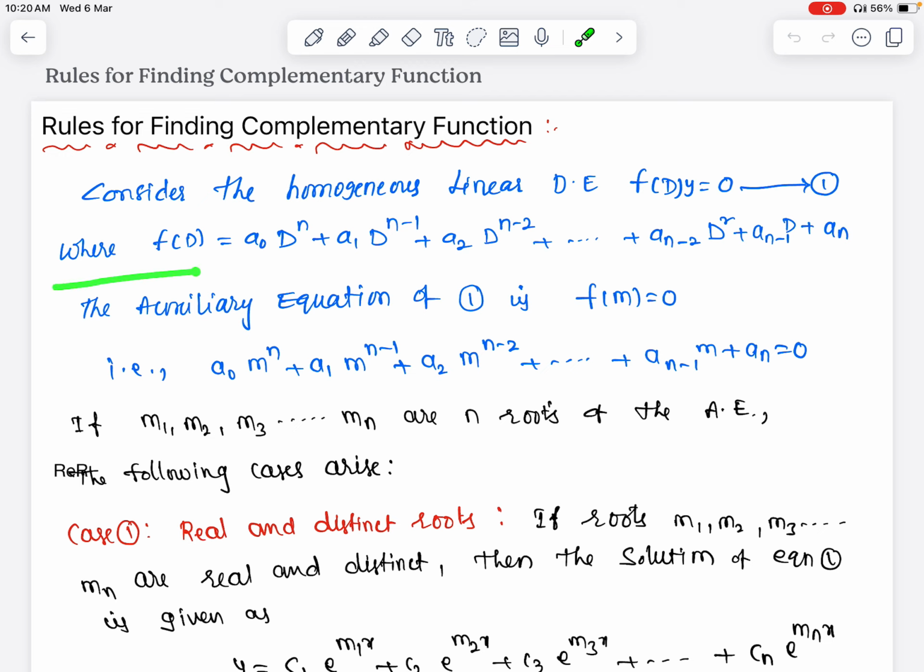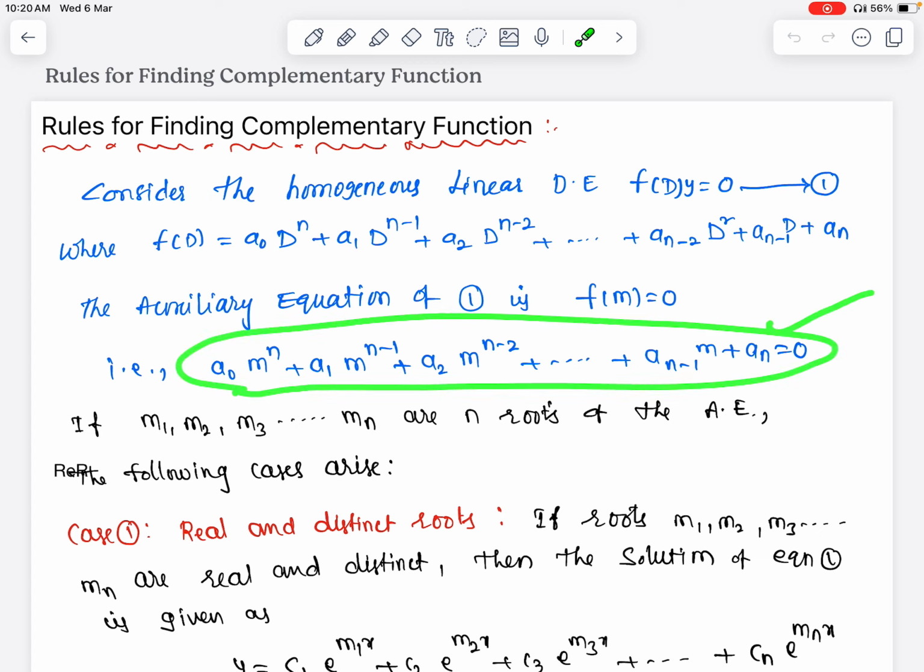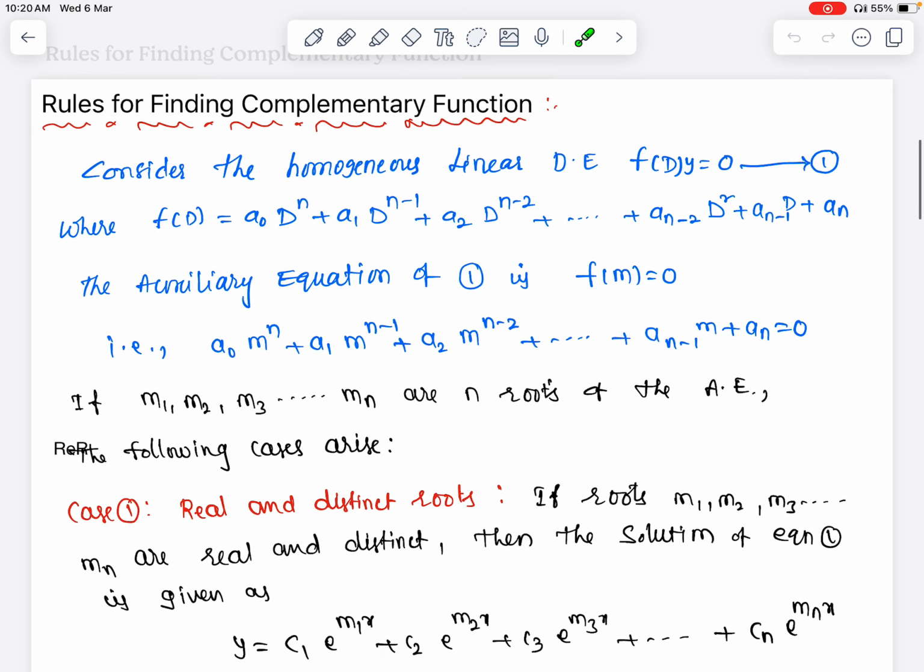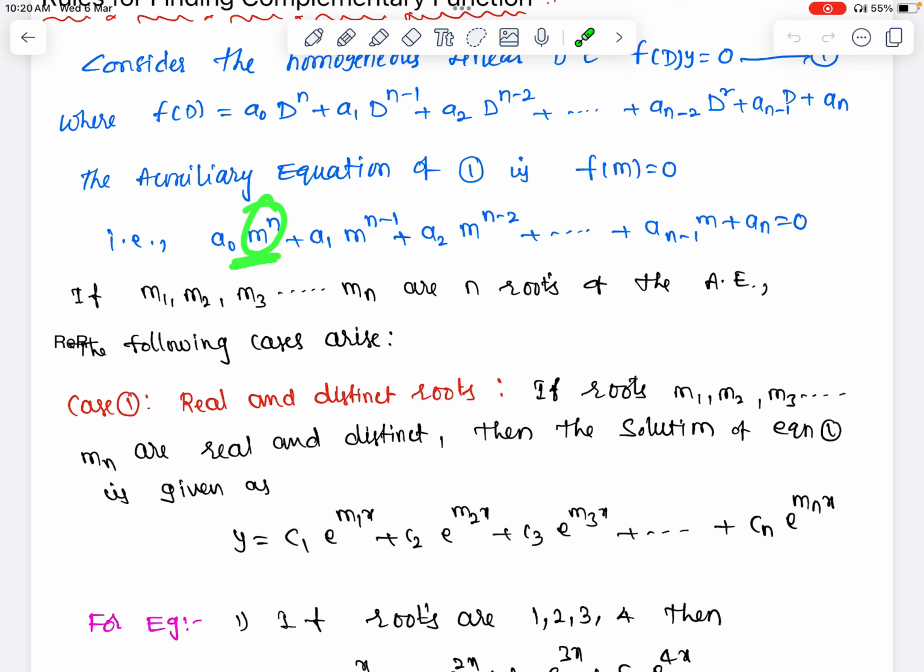How to find the complementary function? In f(D), replace D by m. That is an algebraic equation, said to be the auxiliary equation. For this we need to find the roots. It is an algebraic equation of nth degree. For nth degree, how many roots can we get? We can get n roots.